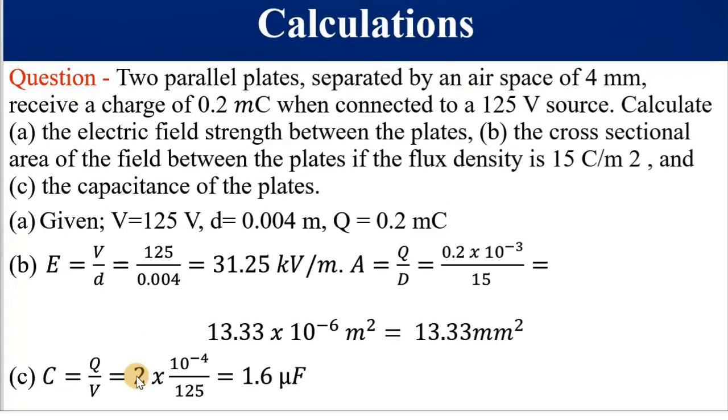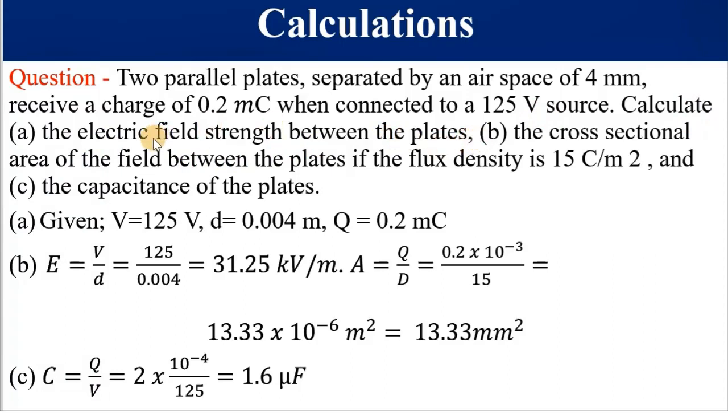More on calculations question. Two parallel plates separated by an airspace of 4 millimeters means that the dielectric is air and the distance is 4 millimeters. This must be converted to meters, and it's 0.004. And the charge across the two plates is 0.2 millicoulomb, and the charging voltage is 125 volts. So calculate the electric field strength between the plates.